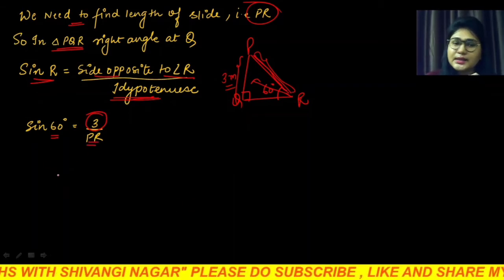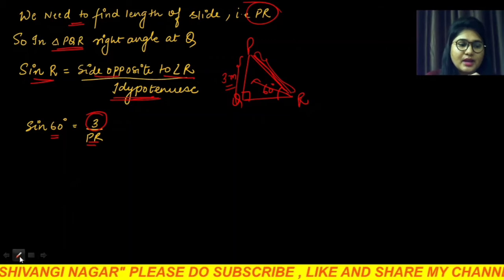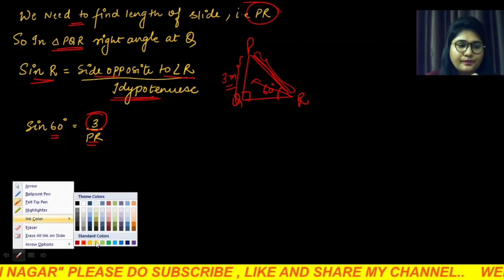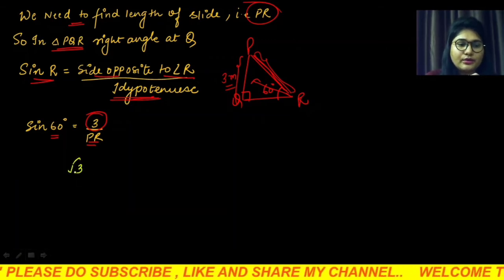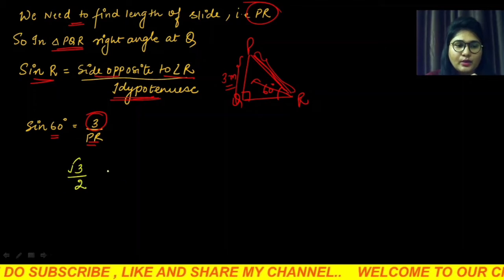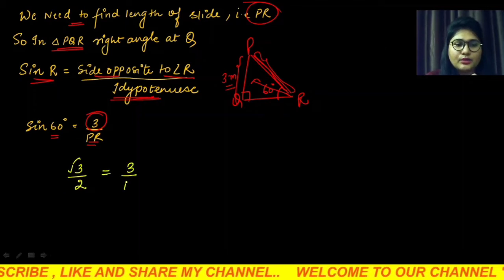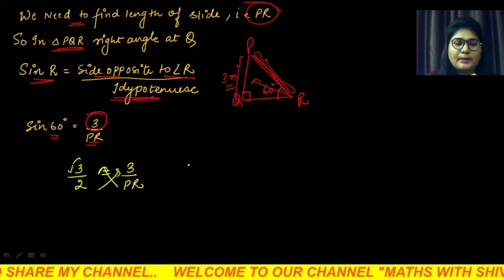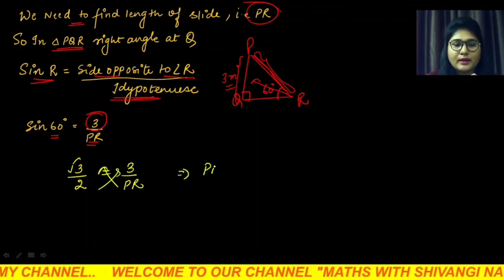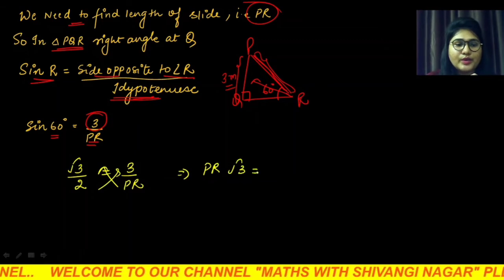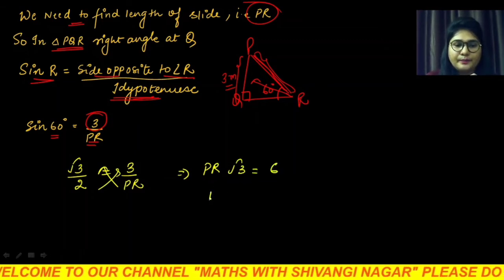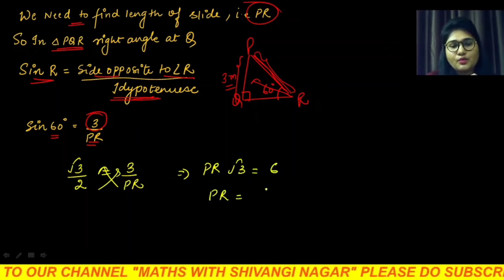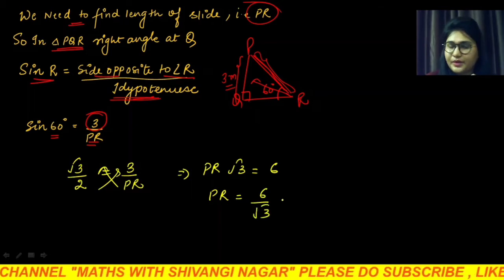Now what is sine 60? We know that sine 60 is root 3 by 2, which equals 3 upon PR. Now just cross multiply all the quantities. So what are we getting here? PR into root 3 equals 6. So PR is equal to 6 upon root 3, right?